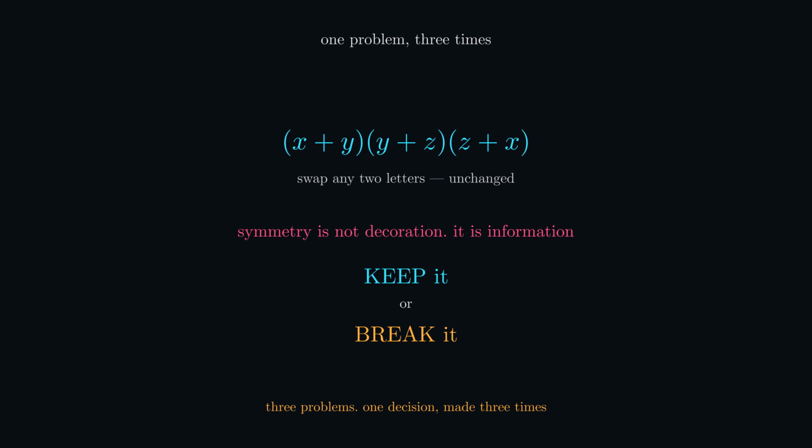Nothing moved. An object like that is called symmetric, and the first claim here is that the symmetry is not decoration. It is information. It is telling you the letters are interchangeable. So when a problem hands you something symmetric, you have a choice. Protect that symmetry and look for the object that holds it, or destroy it deliberately and grind. 3 problems. 1 decision made 3 times. And the answer is not the same all 3 times.